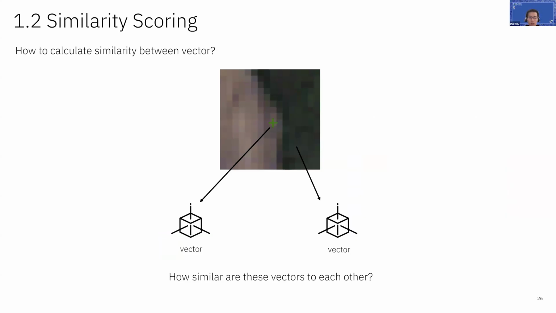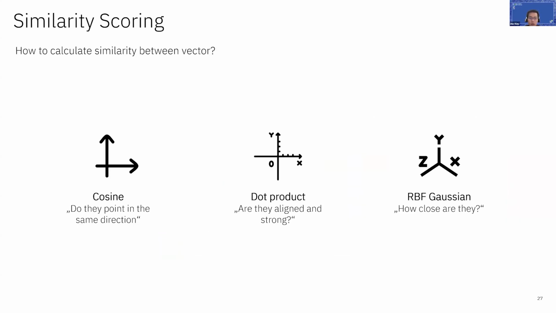Then to the next question. After each pixel has its own vector representation, how do we calculate the similarity between them? There are also different methods for how to do that. For example, you can use cosine, dot product, or RBF Gaussian. With cosine, you just ask, do the vectors point in the same direction? With dot product, you also ask if they are aligned and strong. And with RBF Gaussian, you just ask how close are these vectors in the embedding space.